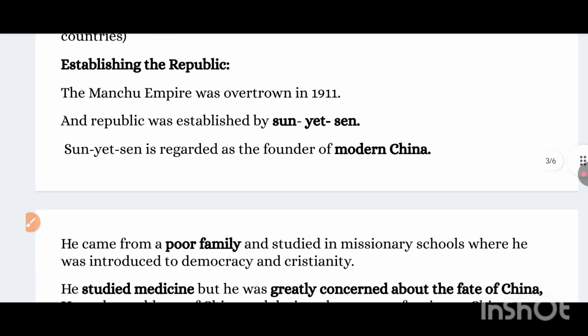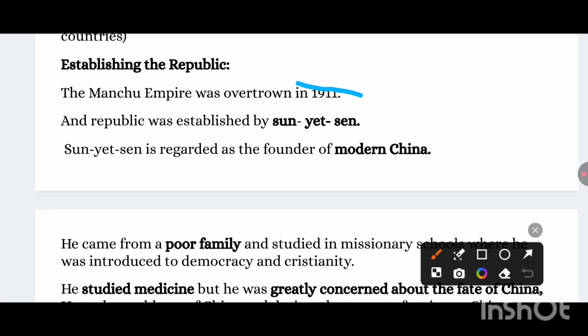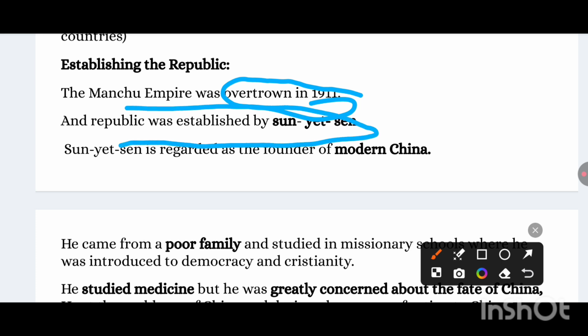Next one, establishing of the republic. Republic government means elected government. The Manchu Empire was overthrown in 1911. So the people overthrew which dynasty? The Manchu dynasty, and a republic was established by a famous leader.